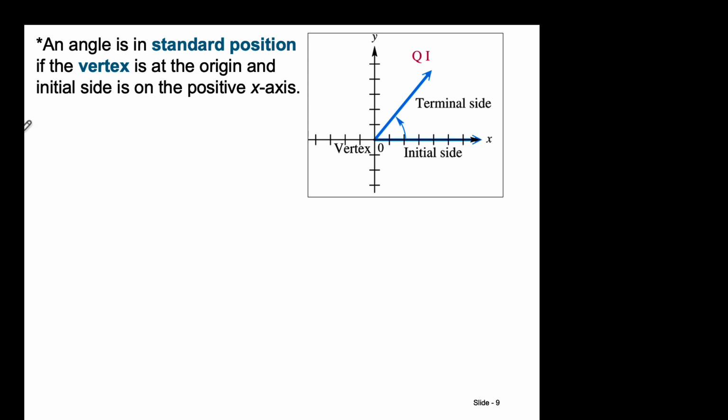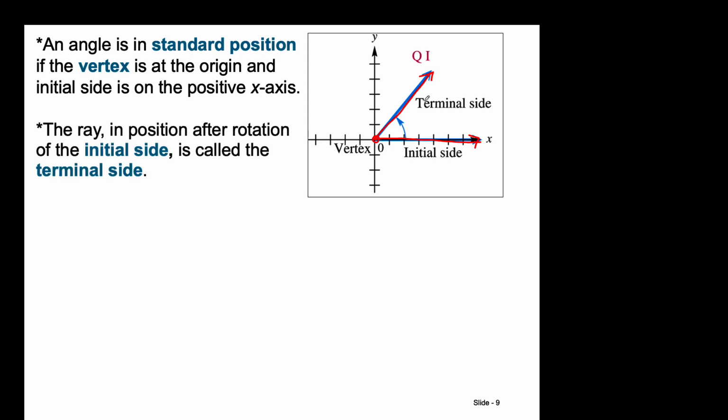An angle in standard position is an angle where the vertex is at the origin, the initial side is along the positive x-axis, and the terminal side is the other ray of the angle. That ray in position after rotation of the initial side is called the terminal side. Here in this visual, our terminal side terminated in quadrant 1.